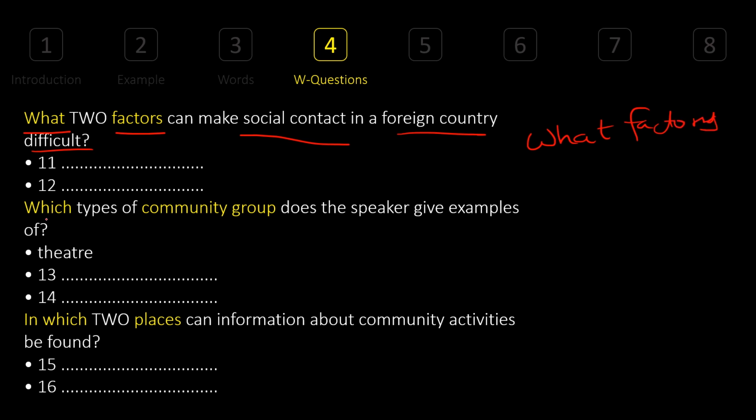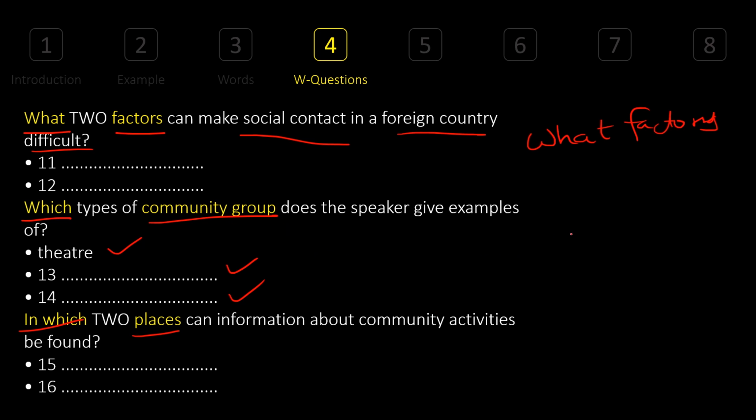In the second one, you can see "which community group". So there must be names for community groups. First they have given an example, theater. Watch out for these examples as well. Now we have 13 and 14, where you have to provide a community group. Number three, in which places. So "in which 2 places" means again they have to talk about places. So you see, this is how we guess the answer by understanding the question itself.